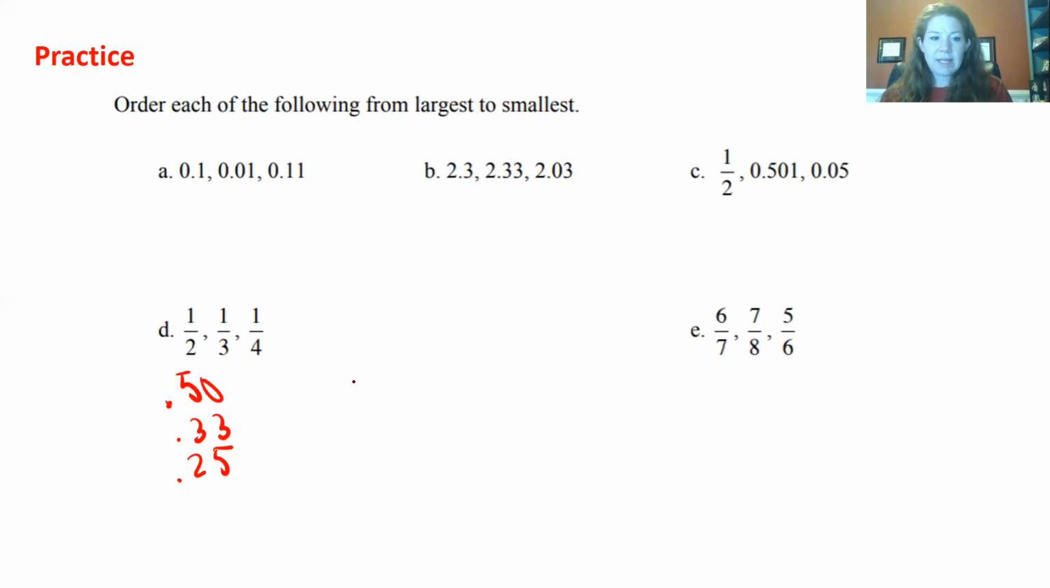Right, so on letter D right here, the smallest number is, if you compare these and think of them as change, 25 cents, 33 cents, and 50 cents. So the smallest of these numbers is 1/4, and then 1/3, and the biggest is 1/2.